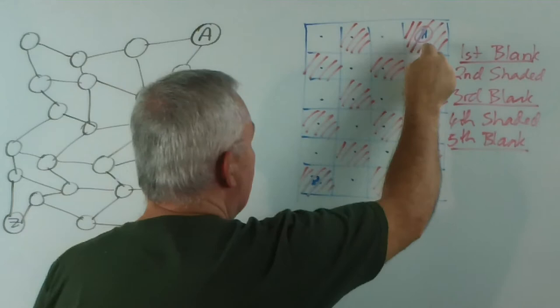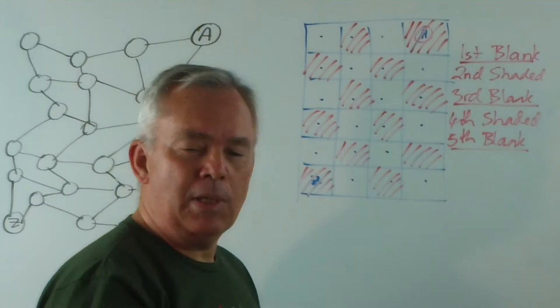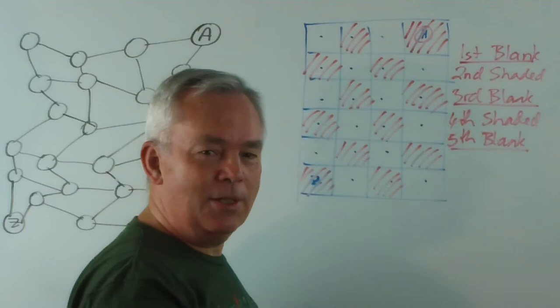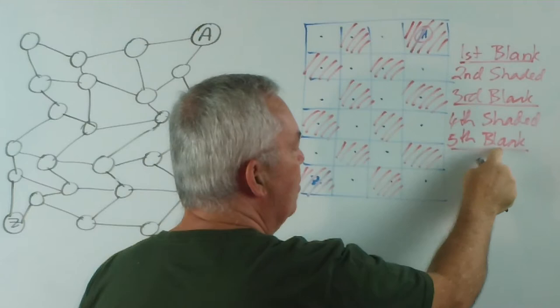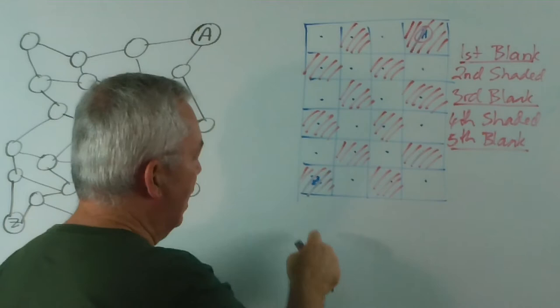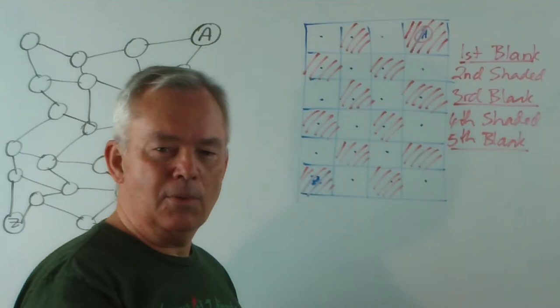Well, if we start at A and visit the other 23 towns once each, that means we've got to visit 23 towns. And 23, I don't need to tell you, is an odd number. So therefore, just like these odd numbers, it means our 23rd town is going to be blank. It has to be. But Z is not blank, it's shaded. So Z cannot be our 23rd town. It's impossible to solve in that form.